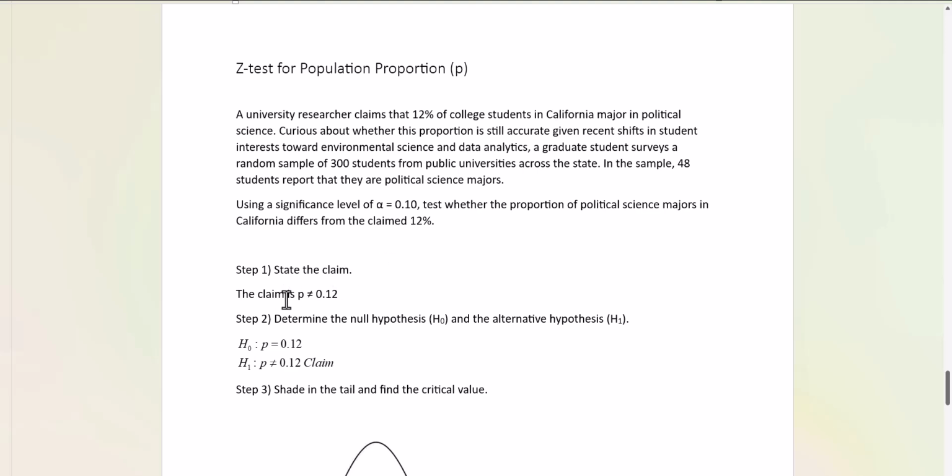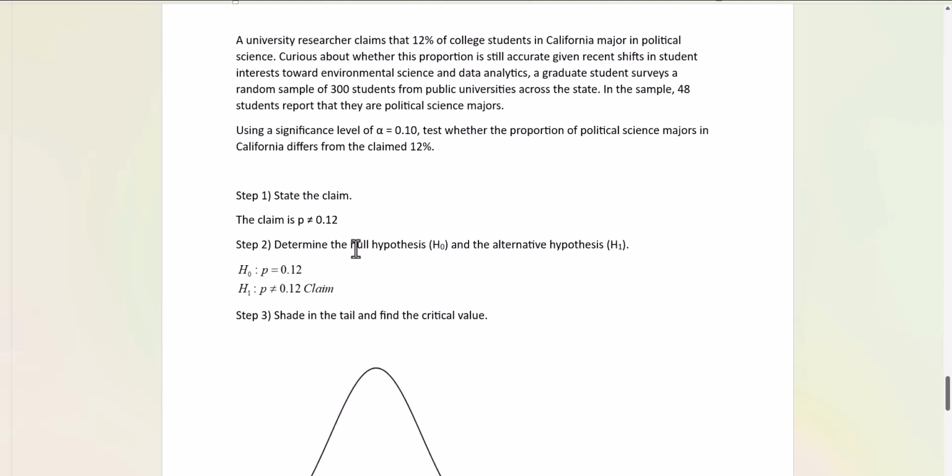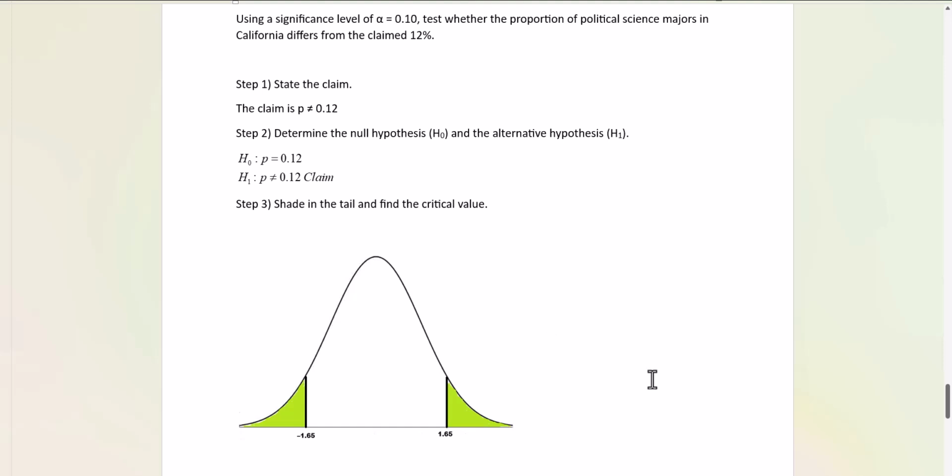Well, the claim is that p is not equal to 12%. We write that as a decimal, 0.12. Next, we determine the null hypothesis and the alternative hypothesis. Since H sub 1 has not equal to, p not equal to 0.12, which is our claim, is H sub 1. H naught always has equality. p is equal to 0.12. This is a two-tailed test, so we shade in two tails.